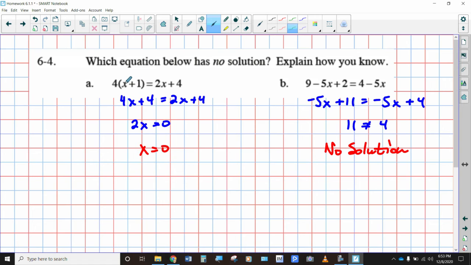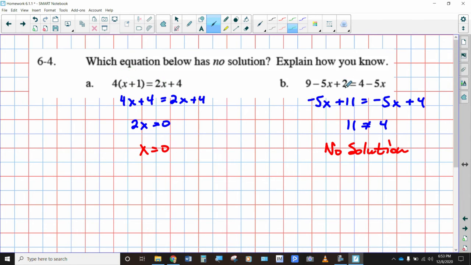Let's prove it. If x was equal to 0, this would become 4 times 1, and that would be equal to 4. If x were equal to 0 here, this would become 0 plus 4, which is also equal to 4. So yes, 4 is equal to 4. That's a true statement, which means this is the correct solution.